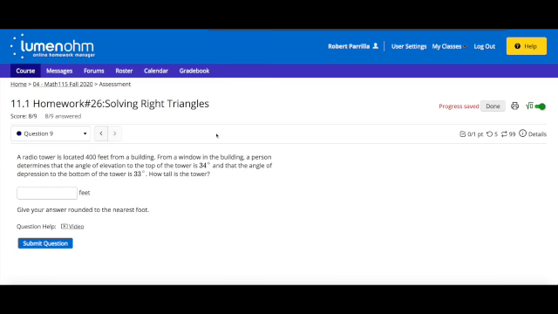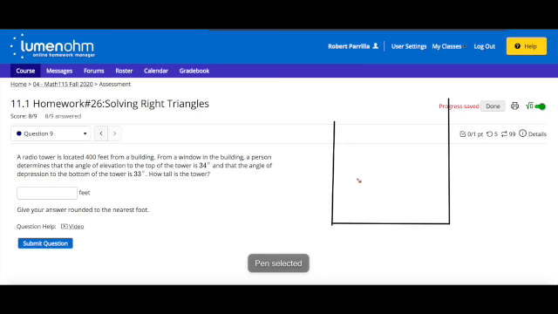Okay, let's see what we have here. A radio tower is located 400 feet away from the building. So let me say that this is the building, this is a radio tower, and we know that this distance will be 400 feet. So I'm going to label all of this. This will be 400 feet. Let's get that out of the way first. This is the building. This is the tower. Okay, so far so good.